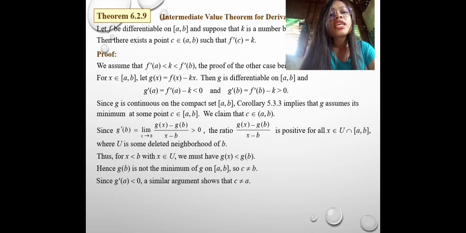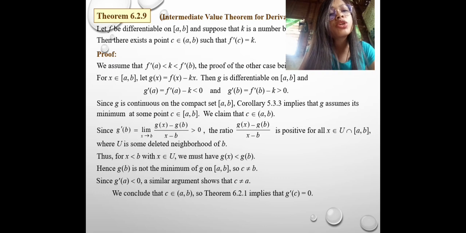Since g'(a) is less than 0, a similar argument shows that c is not equal to a. We conclude that c is in (a,b), so Theorem 6.2.1 implies that g'(c) equals 0. But then f'(c) equals g'(c) plus k, which is equal to k.